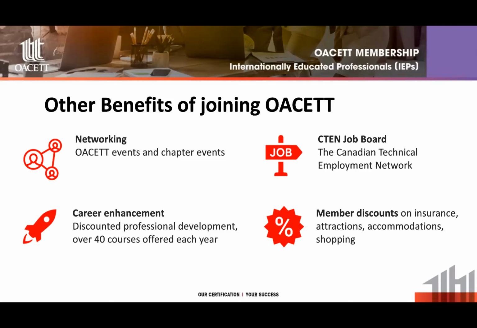We also have chapters, though. OACETT has 27 chapters across the province of Ontario. They're all localized. So this is, again, a great opportunity to network because you're part of a community. They have their own events throughout the year. You could even volunteer with the executive.